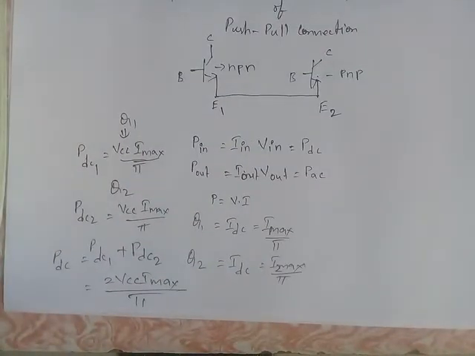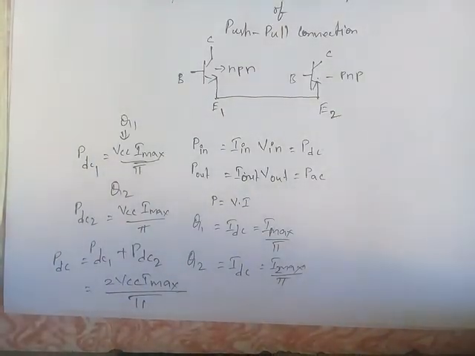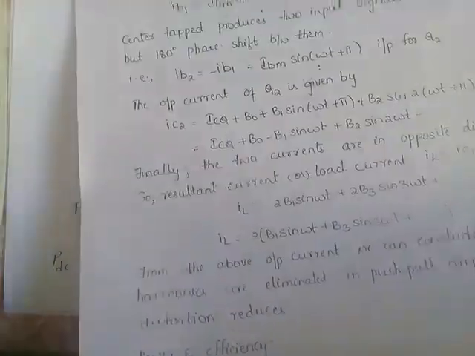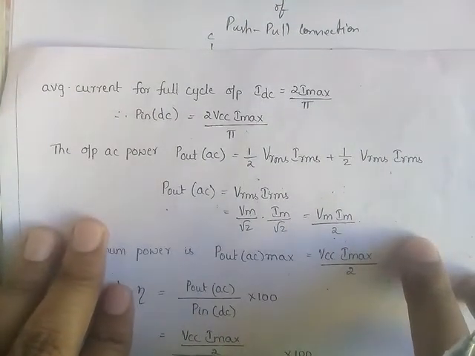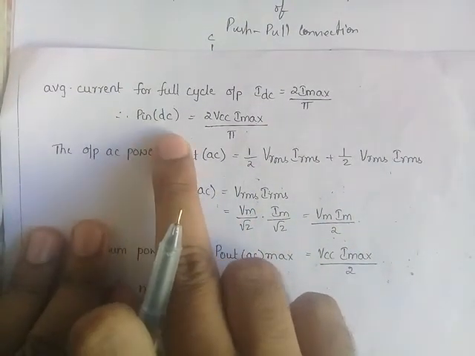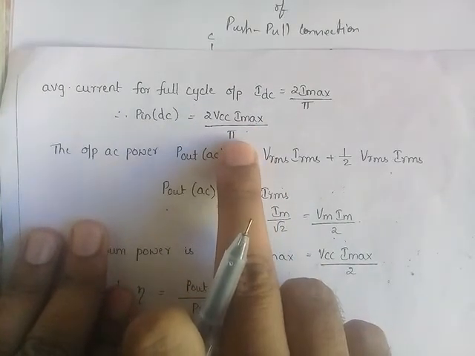The same thing which we have calculated for the class B power amplifier, you have to write down here. The average power for the full cycle, that is P in DC, is equal to 2 into VCC into I max by pi. Okay, this is about the DC.